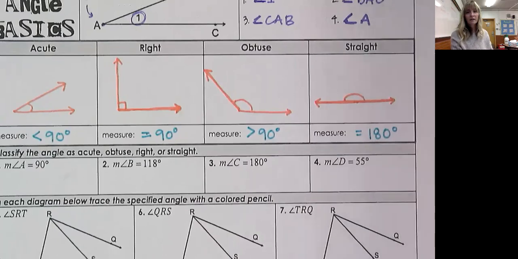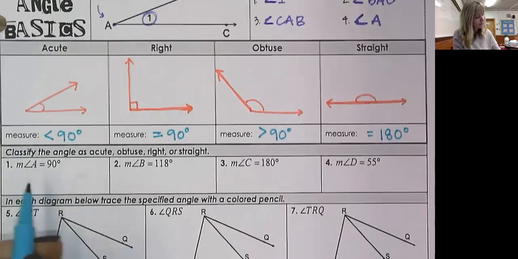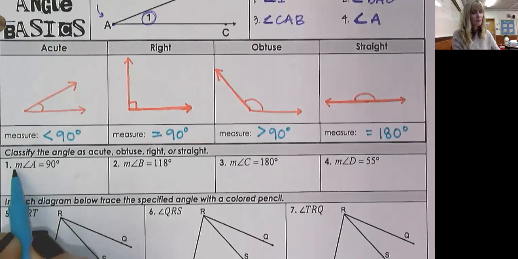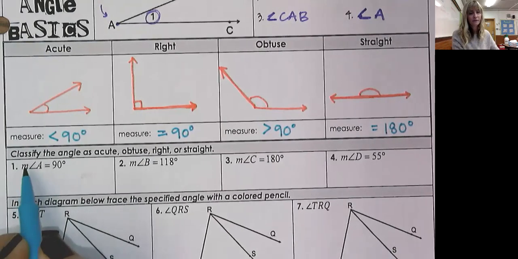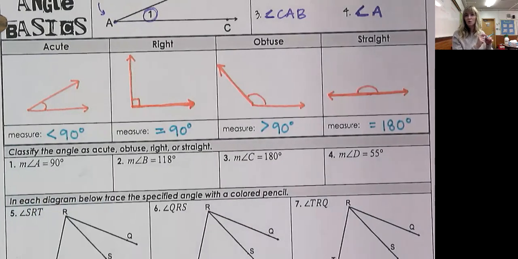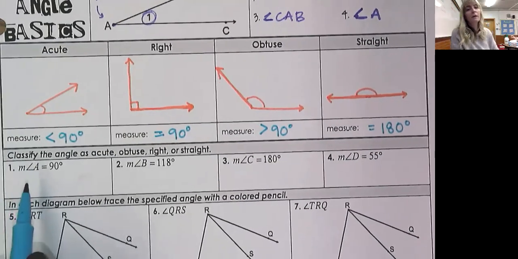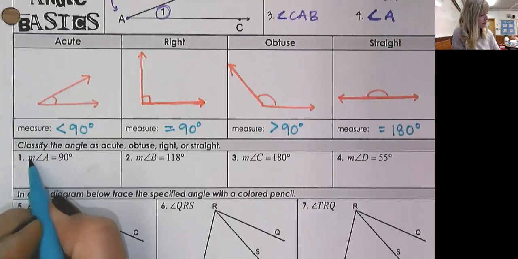Okay, so one of the things you have to be able to do is classify these things. So when we read this, this is how we read this out loud. Measure of angle A. Mathematicians love to put things in shorthand version. If I wrote out all those words, the measure of angle A, that's way longer than just writing this. So mathematicians give you a shorthand way to write it. But this means measure of angle A.